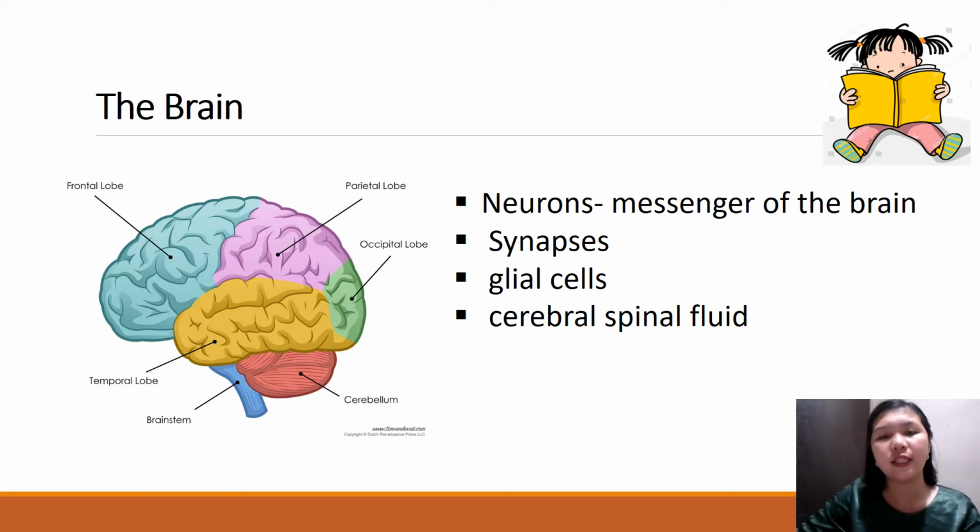Next are synapses. The synapses are the network communicators that send and receive electrochemical signals in thousandths of seconds at connection. The glial cells and cerebral spinal fluid help the neurons. The glial cells surround each neuron and act like a net to hold its delicate parts in place.